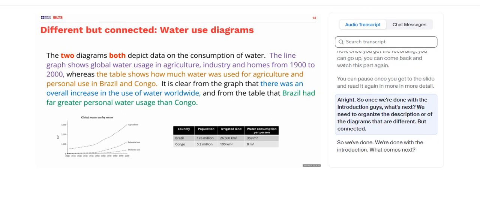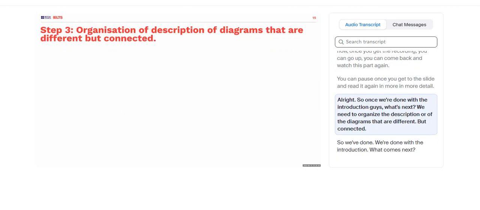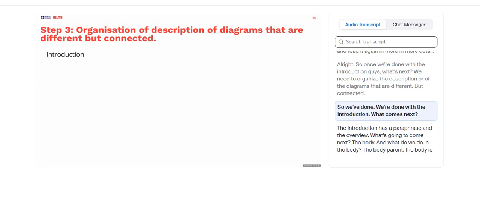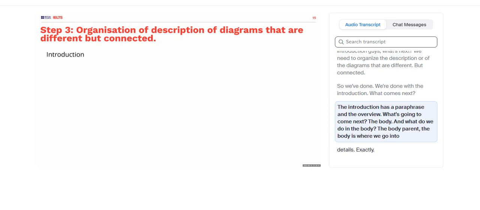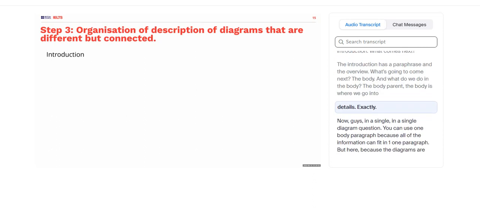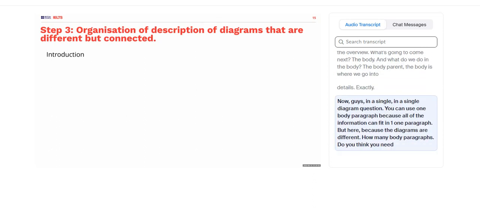All right. So once we're done with the introduction, what's next? We need to organize the description of the diagrams that are different but connected. The introduction has the paraphrase and the overview. What's going to come next? The body. And what do we do in the body? The body is where we go into details. Exactly. Now, in a single diagram question, you can use one body paragraph because all of the information can fit in one paragraph. But here, because the diagrams are different, how many body paragraphs do you think you need?